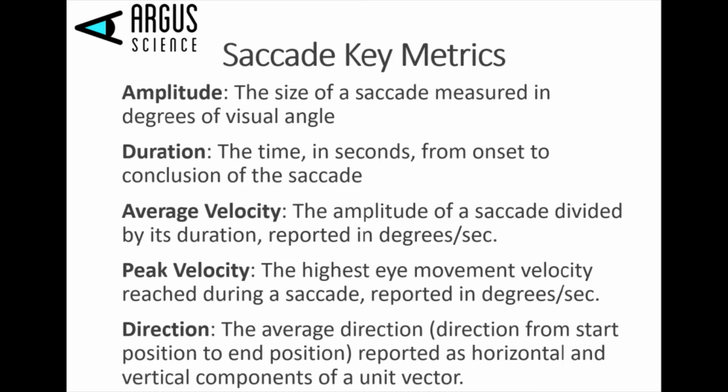of metrics, including amplitude, the size of a saccade measured in degrees of visual angle; duration, the time in seconds from onset to conclusion of the saccade; average velocity, the amplitude of a saccade divided by its duration reported in degrees per second; peak velocity, the highest eye movement velocity reached during a saccade reported in degrees per second; and direction, the average direction from start to end position reported as horizontal and vertical components of a unit vector.